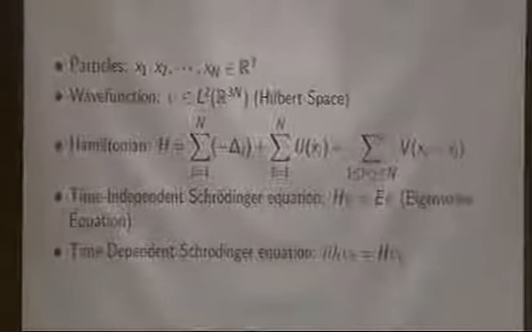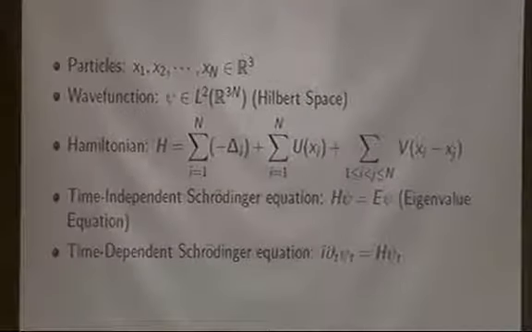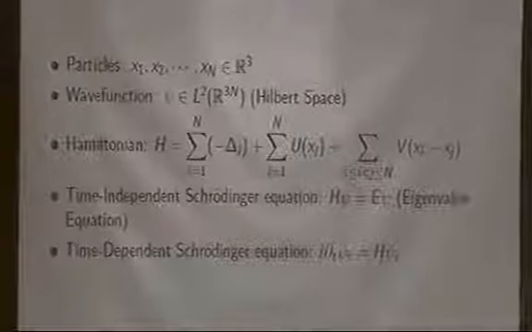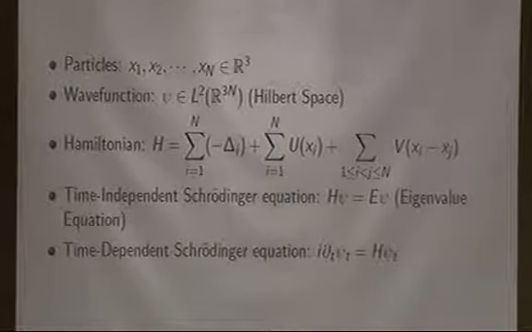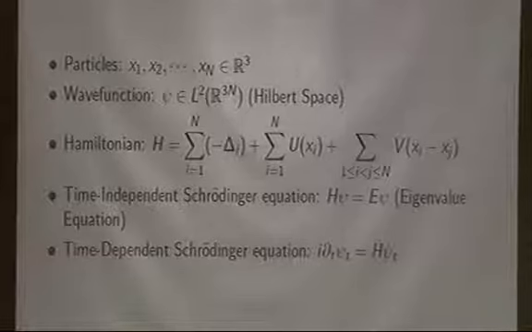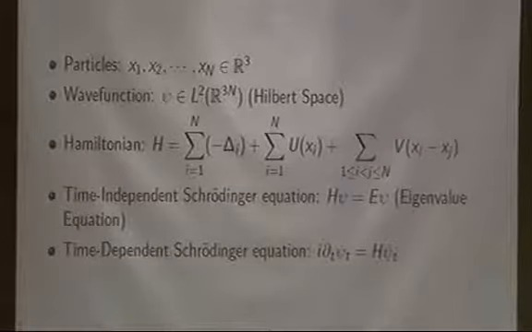So I'm going to begin with the very basic thing, the basic postulates of quantum mechanics. Quantum mechanics in mathematics just means that we're going to consider a wave function psi, which is in L2 of R3n. We can just consider the particles as coordinates or points of R3, and we have n particles. So the space is L2 of R3n, which is just a Hilbert space.